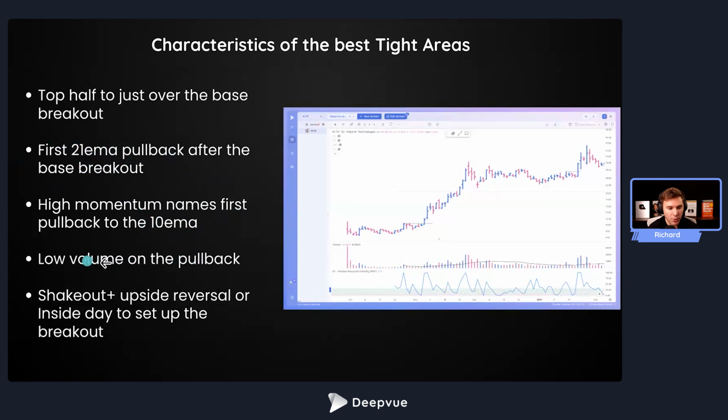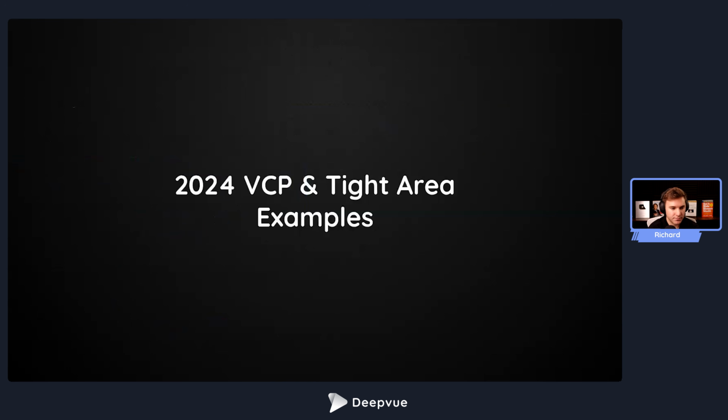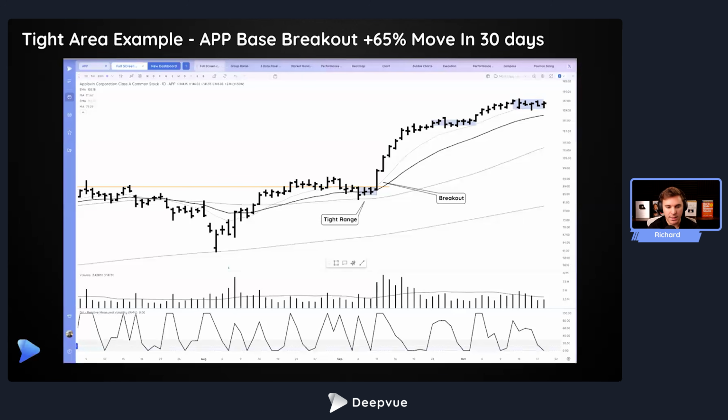Also during the pullback, you want to see low volume. And like I said, shakeout, upside reversal, or inside day really primes that setup to really be explosive for you. All right, so let's get into some 2024 VCP and tight area examples to keep training your eye here.